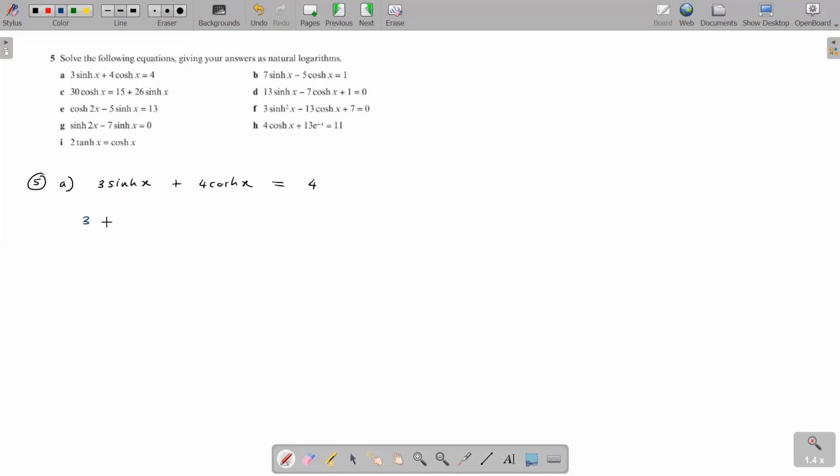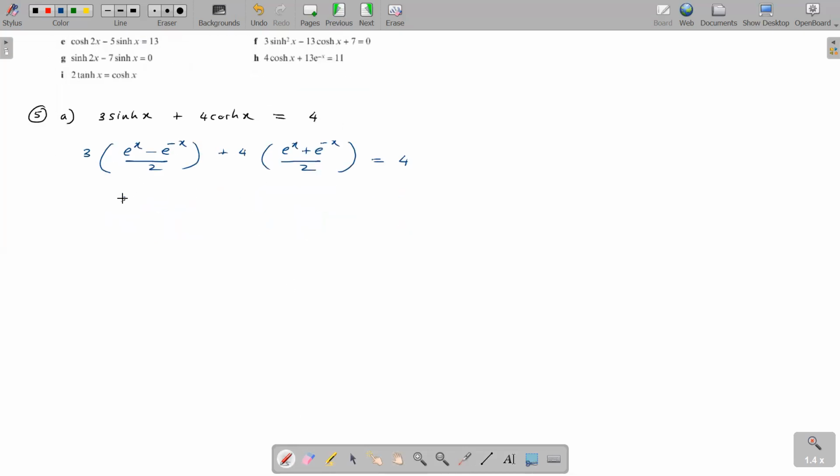What do you get? 3 times sine x is e^x minus e^(-x) divided by 2, right, guys? And here 4 times cos x is e^x plus e^(-x) divided by 2, equal to 4. So you substitute the values by using your definition for sine x and cos x. Now it's just time to simplify. So you get 3 times (e^x minus e^(-x)) plus 4 times (e^x plus e^(-x)).